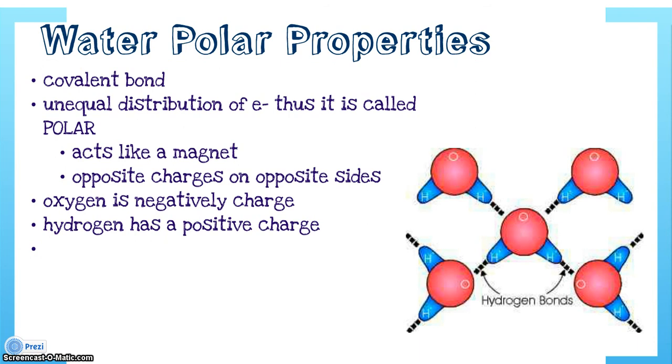Because they have that unequal distribution, they're called polar molecules. Just like a magnet has two different ends, a positive and a negative, so does water. It has a positive end, the hydrogen, and a negative end, the oxygen.